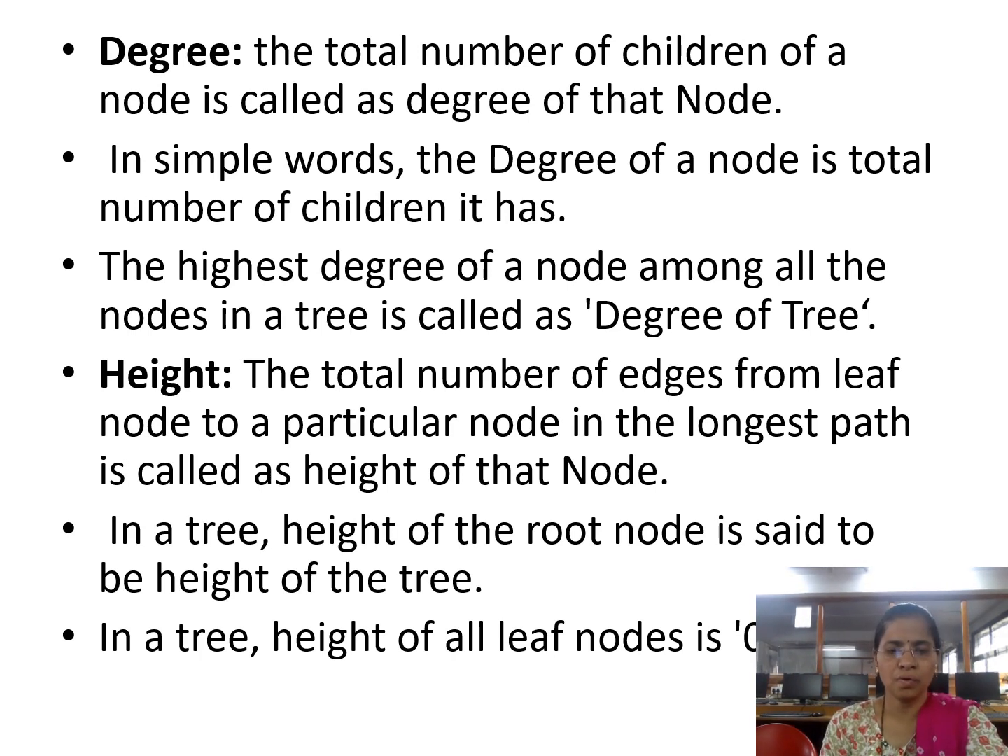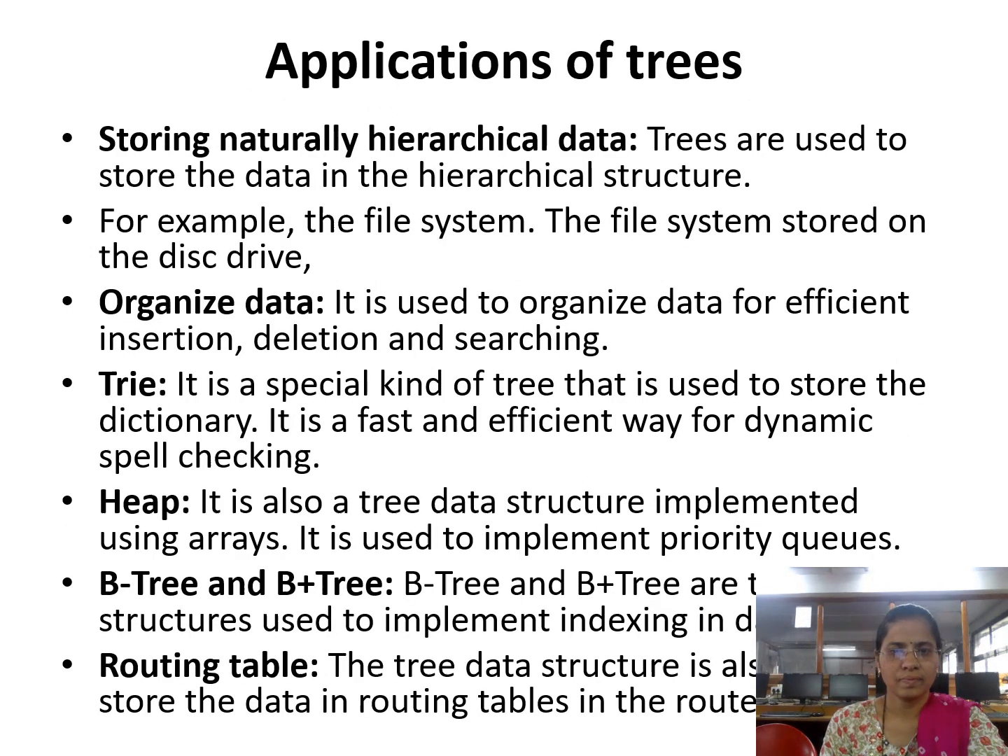The next term is height of the node or height of the tree. The total number of edges from the leaf node to a particular node in the longest path is called the height of that node. In a tree, the height of the root node is said to be the height of the tree. In a tree, the height of all the leaf nodes is 0.